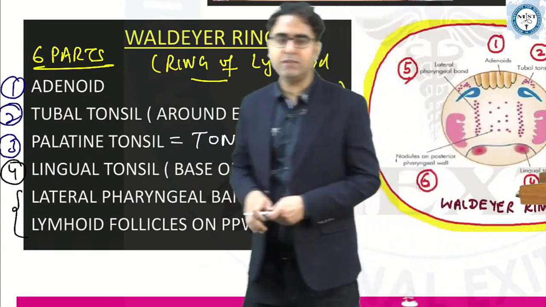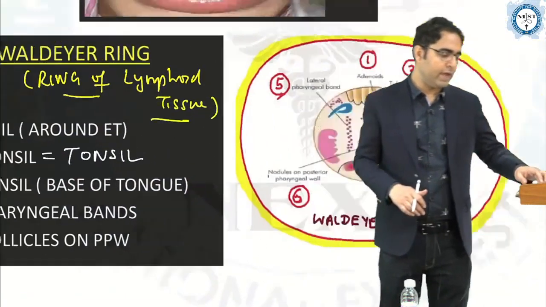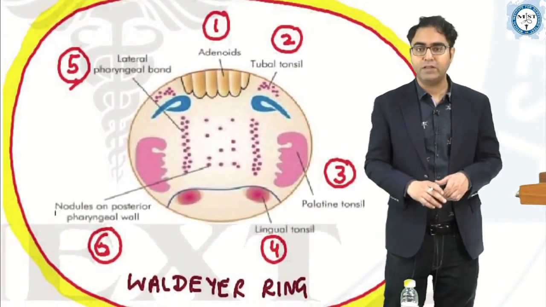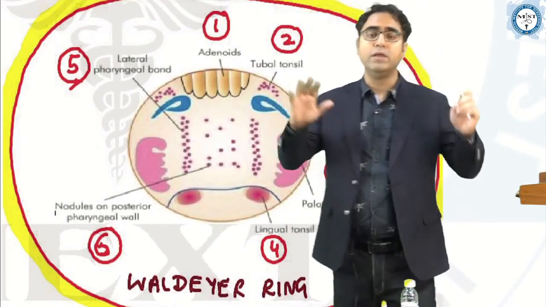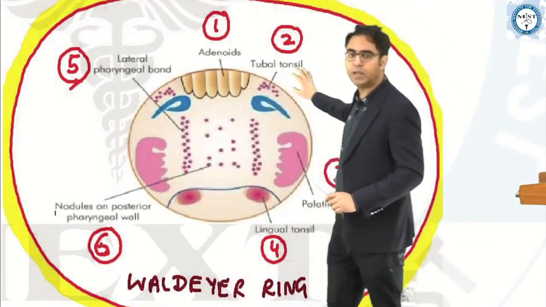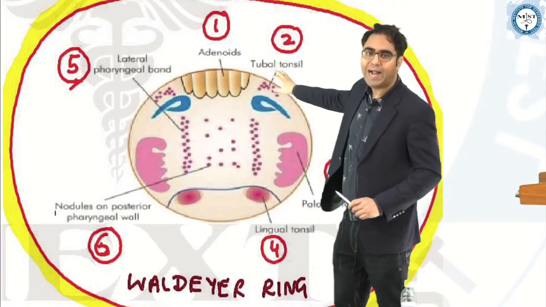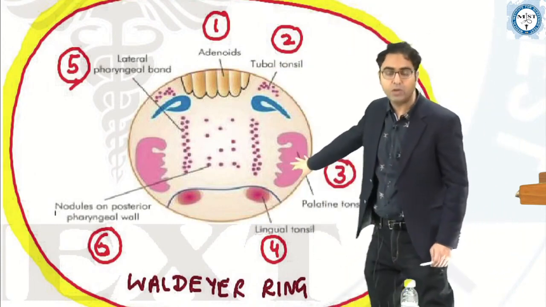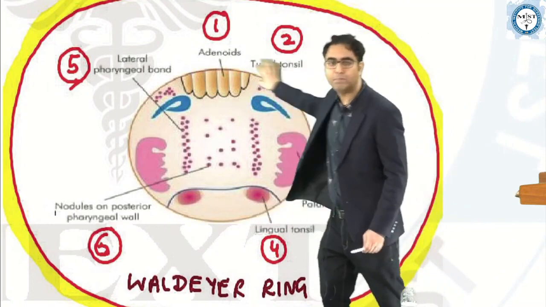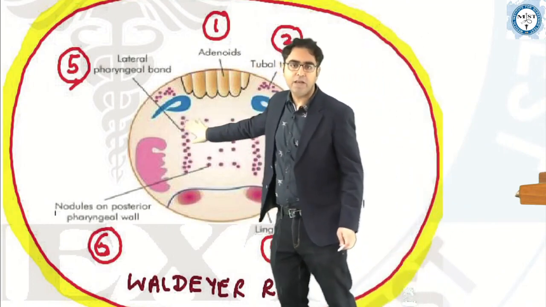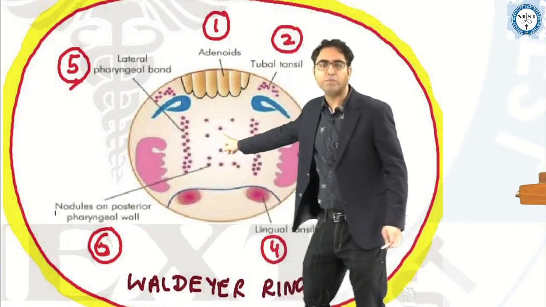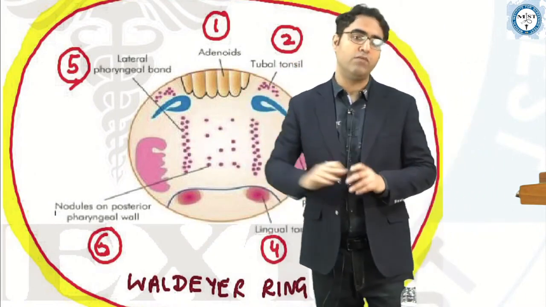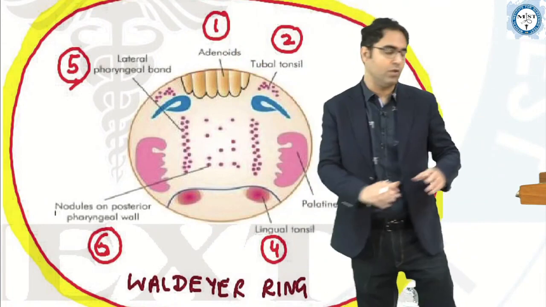Okay, let us revise this ring, beta. This ring is called Waldeyer's ring. This picture is also there, beta. Waldeyer's ring, 6 parts. It's a ring of defense, a ring of lymphoid tissue in your pharynx. Number 1, adenoid. Number 2, look at around the adenoid, which tube is there? Eustachian tube, and that has some lymphoid tissue called tubal tonsil. Number 3, the real tonsil or the palatine tonsil. Number 4, lingual tonsil. These are the main parts. Number 5 and number 6 are minor parts: lateral pharyngeal bands and lymphoid follicles on the posterior pharyngeal wall. All these make a ring of lymphoid tissue, the defense system of your body. It's called Waldeyer's ring, as given in the image in your notes as well.